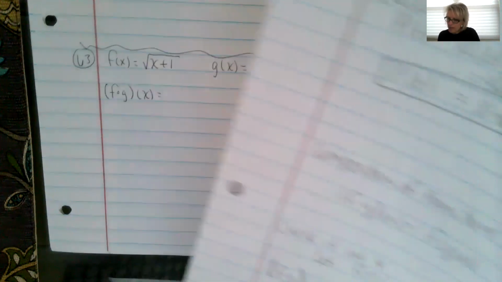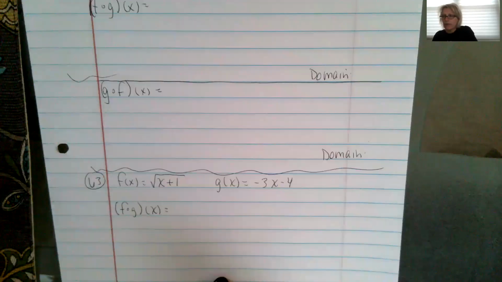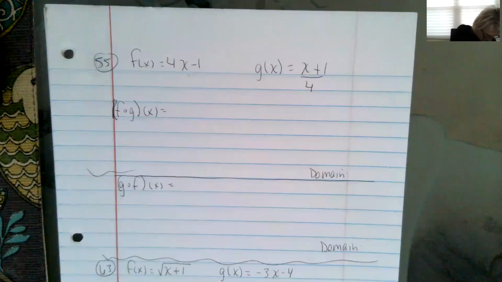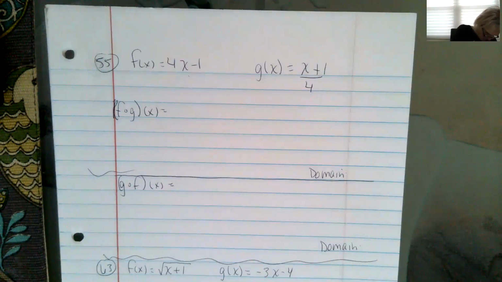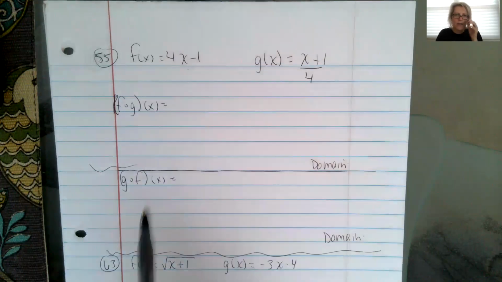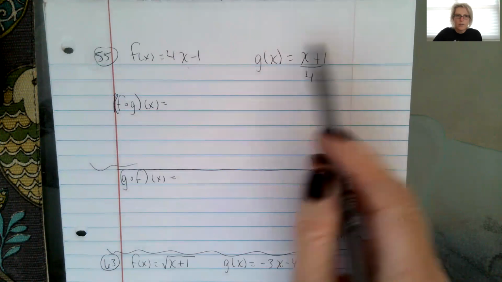Okay, let's do a little bit bigger one. So number 55 in your book, on page 162, we have the f function and the g function, and they want us to compose f with g. So g goes into f.